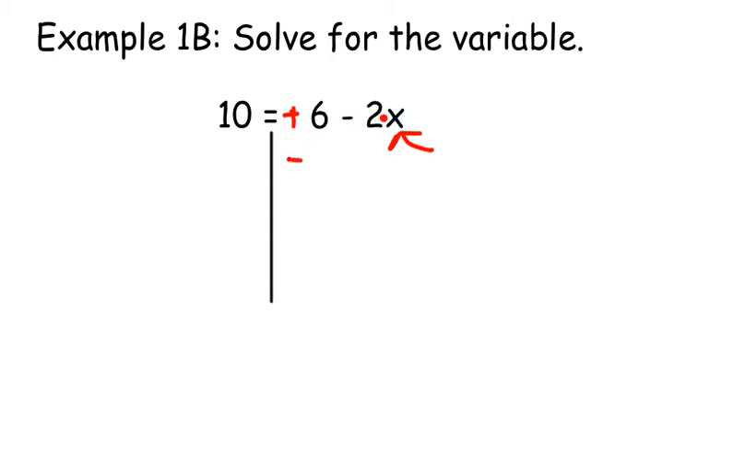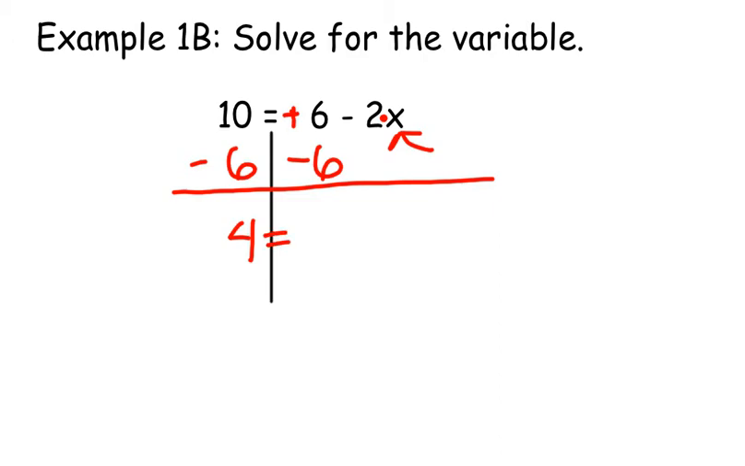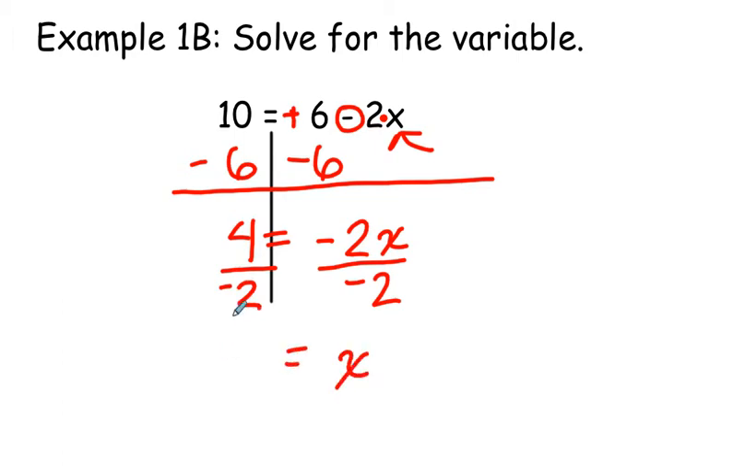To get rid of the positive 6, you have to subtract. 10 minus 6 is 4, and it's equal to negative 2x. Please understand that you have to bring down the negative because it's still left over. You have not touched this negative 2 yet. Now you have 4 equals negative 2x. If you divide by negative 2, you will be able to get the value of x. And x is equal to 4 divided by negative 2, which is negative 2.